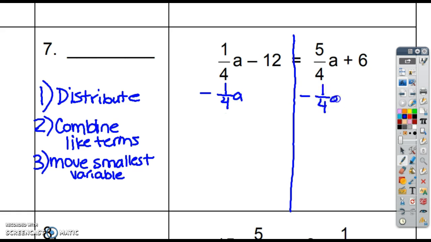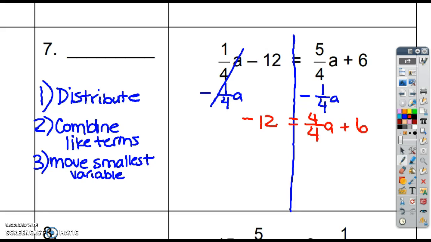Remember, what you do to one side, you have to do to the other. On this side, it's going to cancel. I can bring down my negative 12. My equal sign follows the line. And if I have 5/4 a and I just take away 1/4, I'm left with 4/4 a, and I can bring down my positive 6.